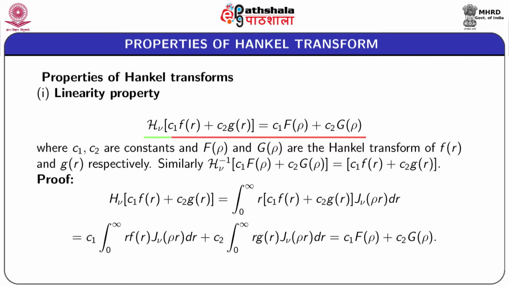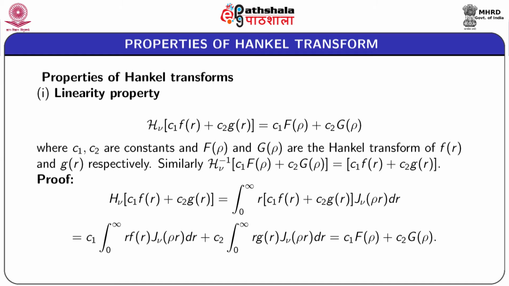The Hankel transform of order nu of the function C1 f(r) plus C2 g(r) is equal to C1 F(rho) plus C2 G(rho). Here C1, C2 are constants and F(rho) and G(rho) are the Hankel transforms of order nu of the functions f(r) and g(r) respectively. Similarly, inversion of C1 F(rho) plus C2 G(rho) gives back C1 f(r) plus C2 g(r). Proof is very simple.